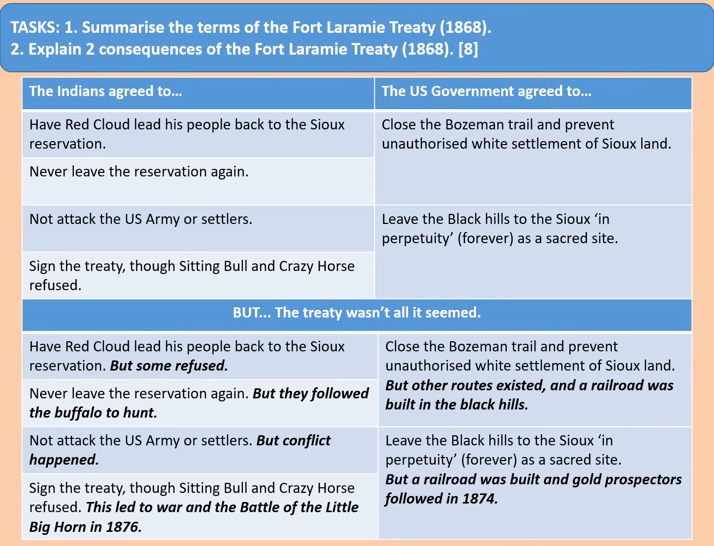So, your task. Summarise the terms of the Fort Laramie Treaty of 1868 in as much detail as you can. Then you could have a go at this exam-style question. Explain 2 consequences of the Fort Laramie Treaty of 1868, and that's for 8 marks. Remember, consequences is trying to work out what happened as a result of this. So in particular, pay attention to what the treaty agreed and then the bit at the bottom where it says what really happened as a result, because that's how you'll answer the two consequences part. 2 point example, explain and link paragraphs would be perfectly sufficient for answering that question. Alright, if you want to complete those tasks, now's the time to pause the video.